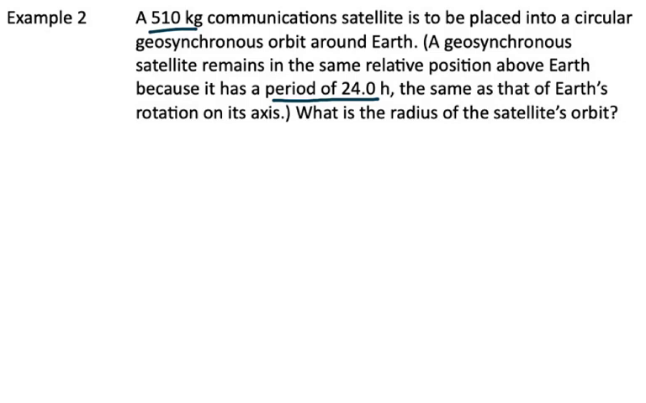And what is the radius of the satellite's orbit? Well, we need to know a few things before we do that. A geosynchronous orbit, the equation for it is R_GO equals (G M T squared over 4 pi squared) to the power of 1/3.